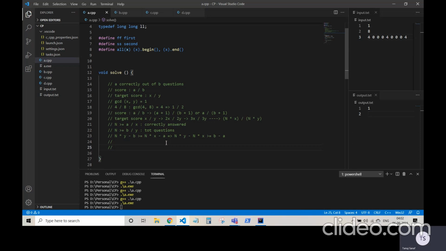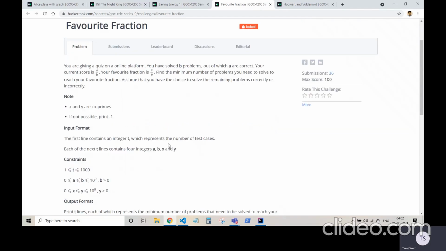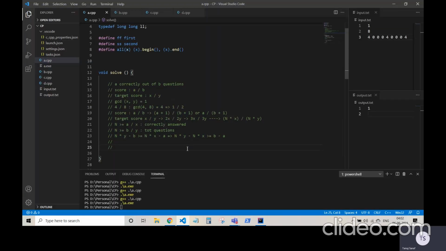Now the question that we are left with is, what should be the value of n? And we know that we have to minimize the number of questions that we attempt more, right? Find the minimum number of problems that we need to solve more. We have already solved b of them. How many more do we need to solve? And this is given by n into y minus b, right? This is our answer. So we know that b is a constant and y is a constant because they're already given in the question and they do not change. So we have to find this n such that this answer is minimized.